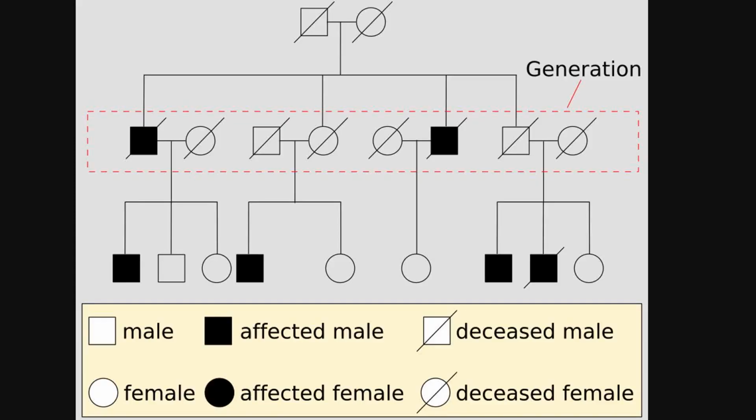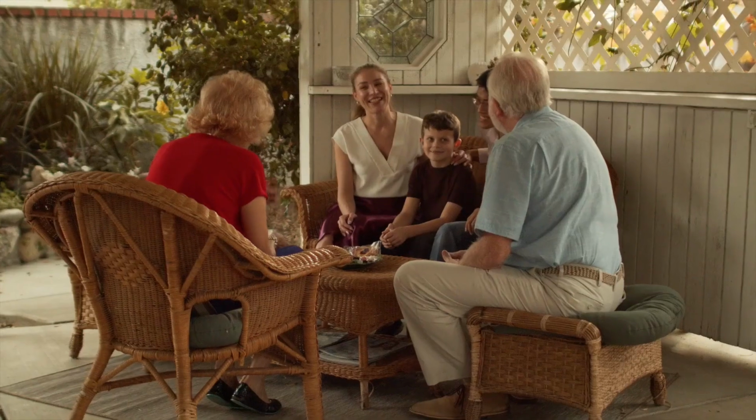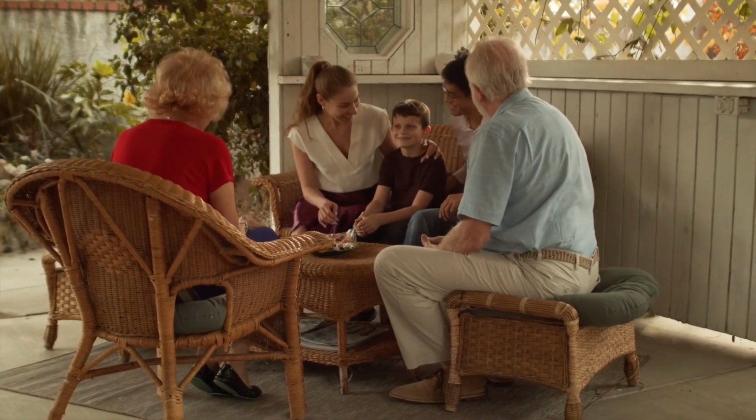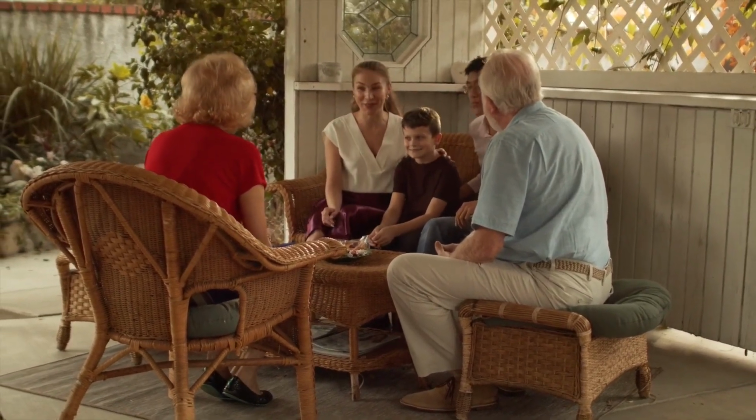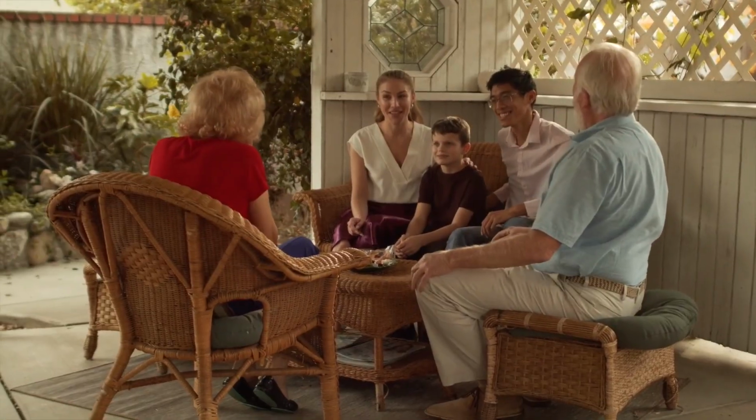A pedigree is another model used in genetics. It shows how a trait appears across generations in a family. In a pedigree, squares usually represent males, circles usually represent females, and shaded symbols show individuals who have the trait being studied. Pedigrees can help identify patterns of inheritance, such as whether a trait appears to be dominant, recessive, or carried by unaffected individuals.